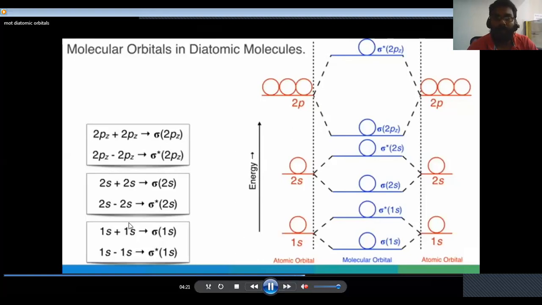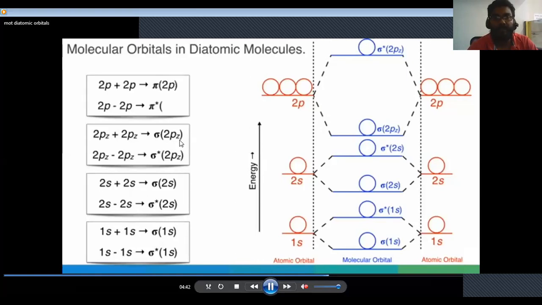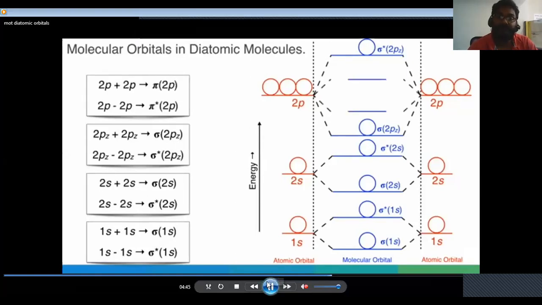Bonding orbitals: 1s plus 1s gives rise to sigma 1s. 1s minus 1s gives rise to sigma star 1s. 2s plus 2s gives sigma 2s, and 2s minus 2s gives sigma star 2s. 2pz with 2pz gives sigma 2pz, like this. This is the important thing.